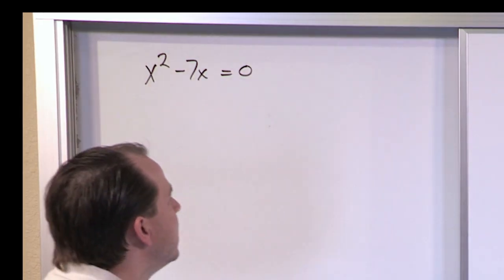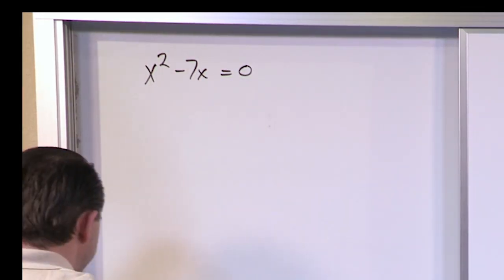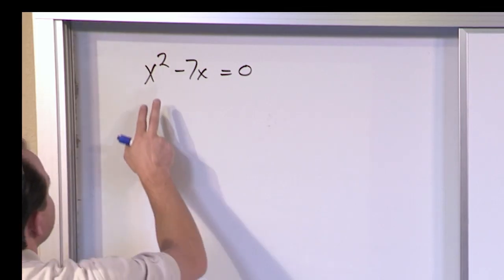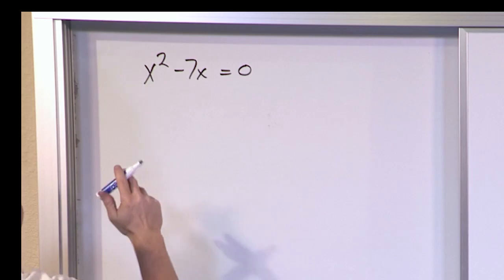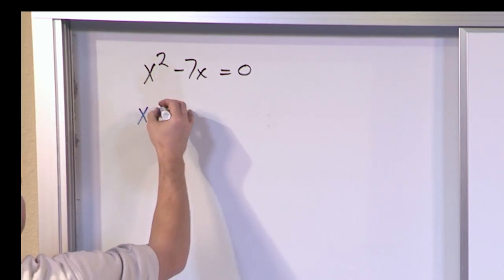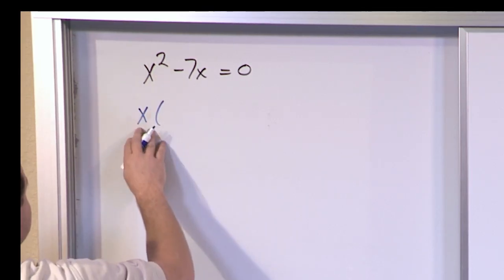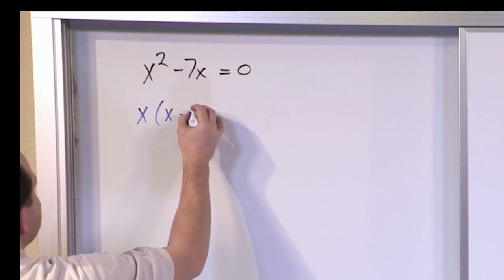You can't do it. But what you do notice right away, since we were talking about it, is that there's an x common here and there's an x wrapped up inside here that's common. So I can factor out an x. And that's all I can factor out, but it's enough. So I'll pull this out, and what I'll have inside is x minus 7.